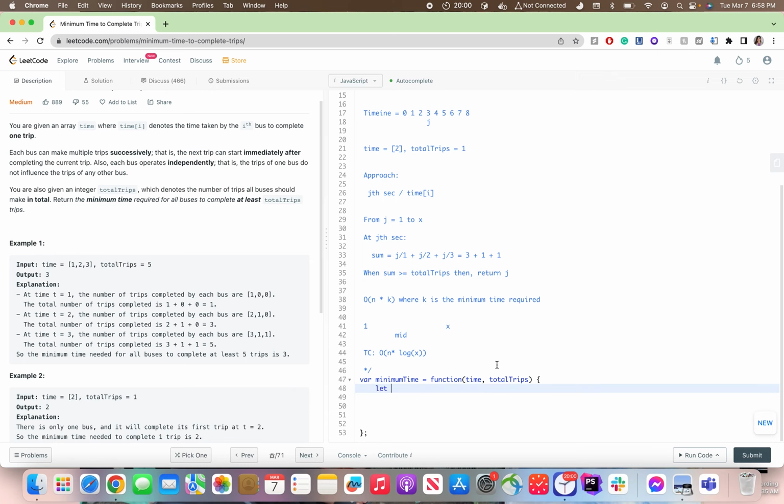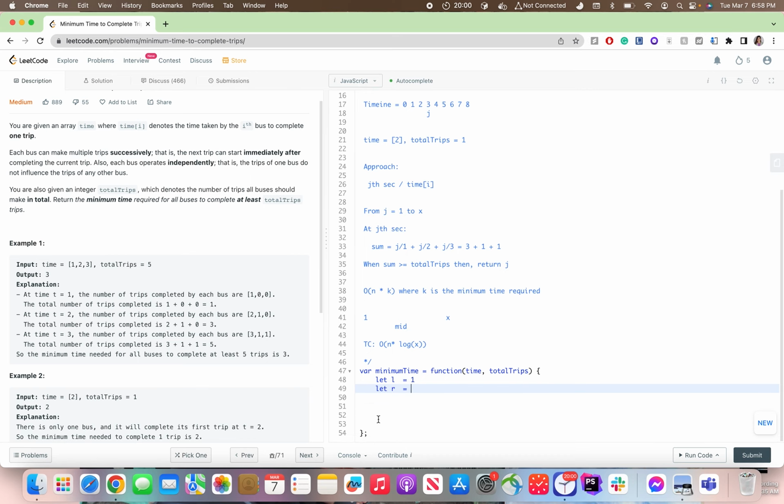I am 2 minutes late. Oh my god, seriously. Let me start: l is equal to 1 and r is equal to x each. r is equal to total trips multiplied by Math.max of time.